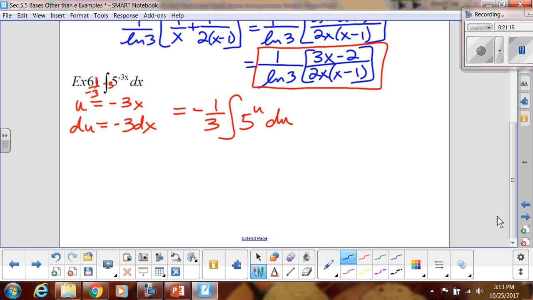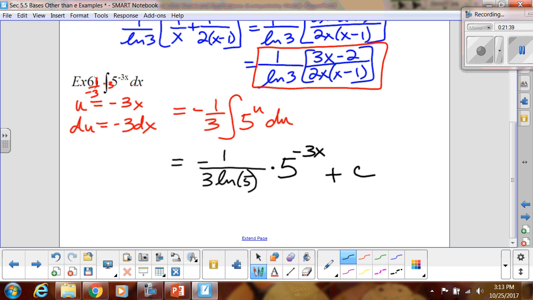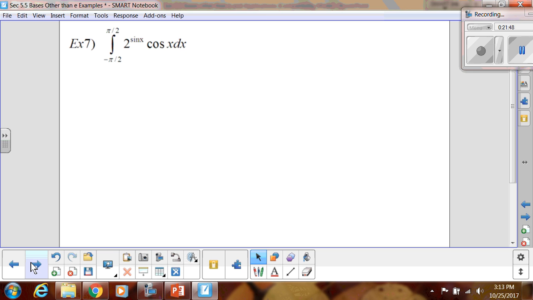Okay, so we said we're going to have a negative 1/3. Remember, we're dividing by that natural log of the base, that natural log of a, so that's going to be natural log of 5. And then I'm still going to have that times 5 to the u. I'm going to go ahead and fill in the x right now because that's pretty easy to do. And since that's a 5 to the negative 3x, you could put that in the denominator, but that's totally fine to leave it like that too.